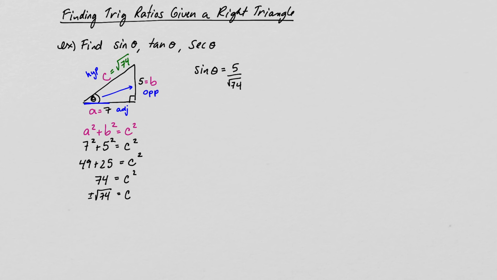The tangent of theta, remember, is opposite over adjacent, so that's going to be the opposite, which is 5, over the adjacent, 7. And then finally, the secant of theta, if you remember, is the hypotenuse over the adjacent. So in this case, that's going to be the square root of 74 over 7.